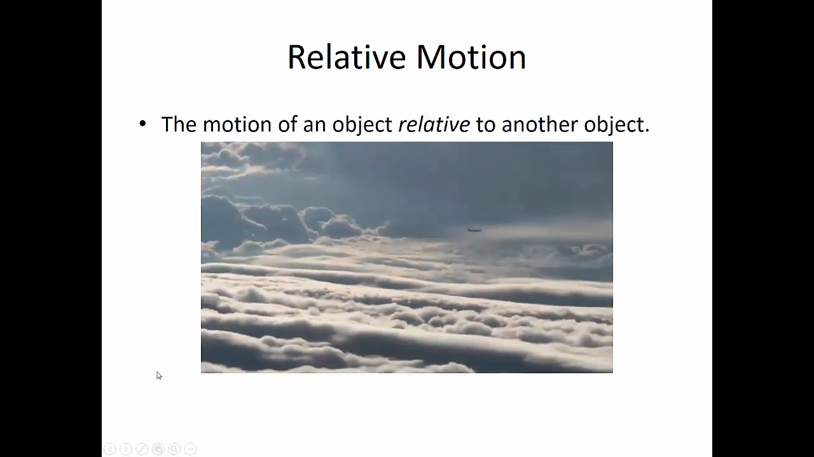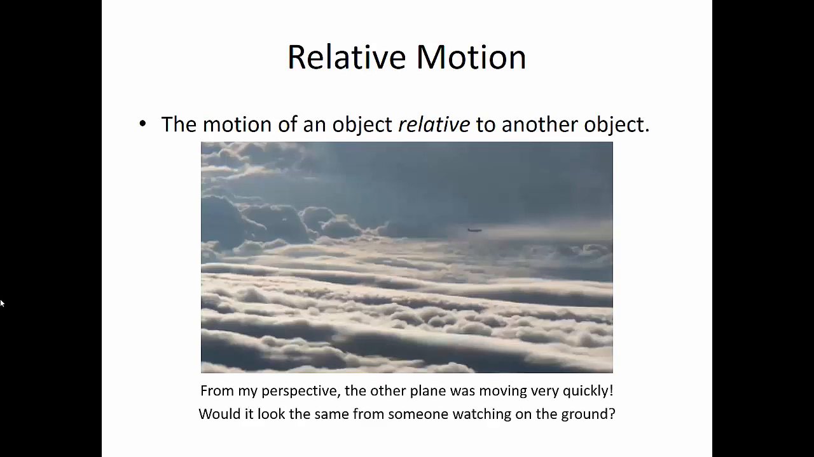Relative motion is the motion of an object relative to, or from the perspective of, another object. From my perspective, the other plane was moving very quickly. However, would it look the same to someone who is watching the planes from the ground? It all depends on the viewer's perspective and is relative to their own motion.